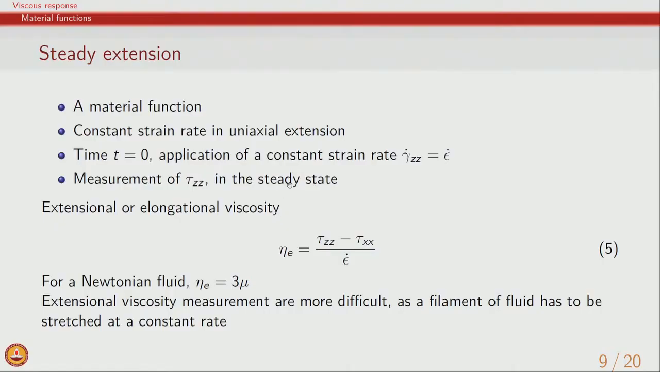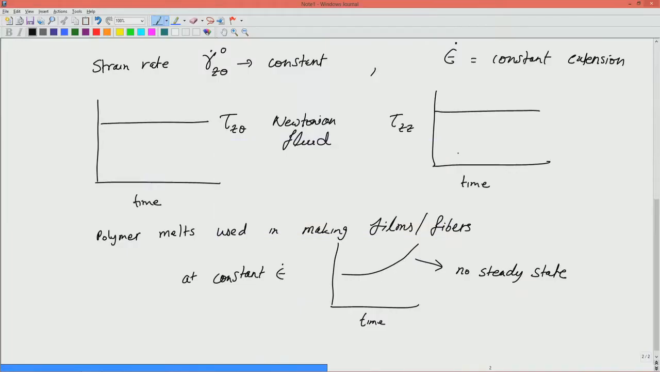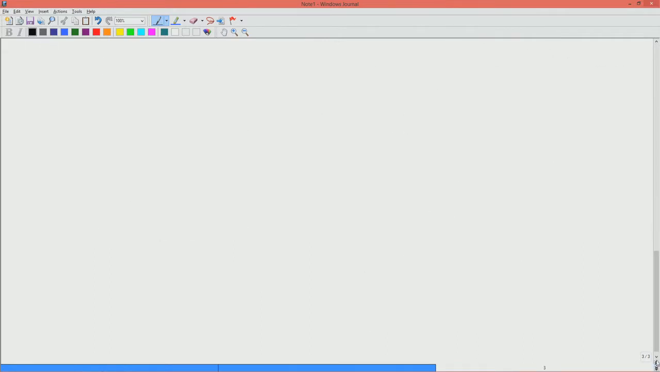Similarly, in steady extension we have a material function defined called elongational or extensional viscosity. Again a constant strain rate in uniaxial extension is applied. At time t equal to 0 we apply a constant strain rate epsilon dot in the z direction. And while discussing rheometric flows we have already discussed the type of extension that can be experienced in uniaxial extension.